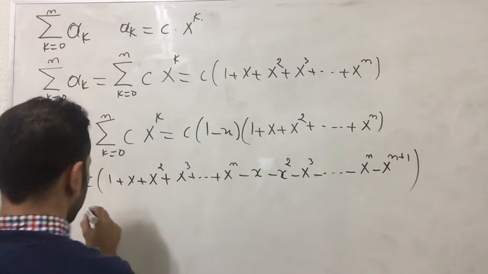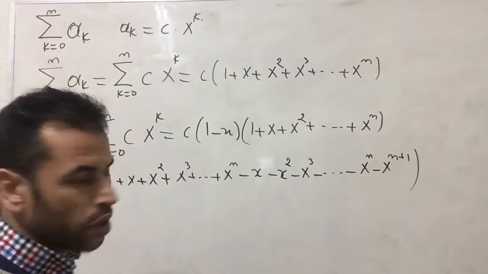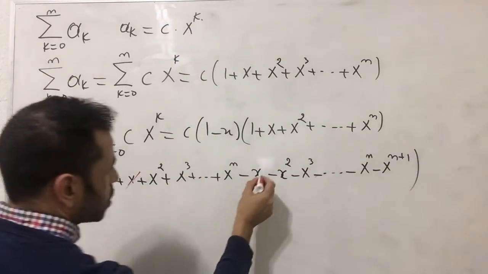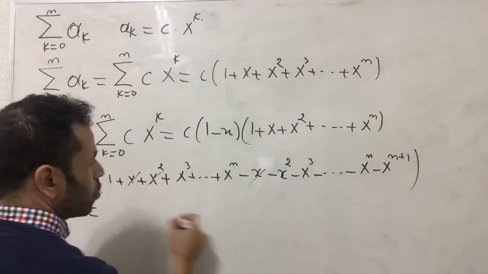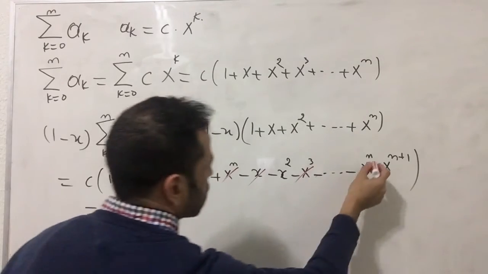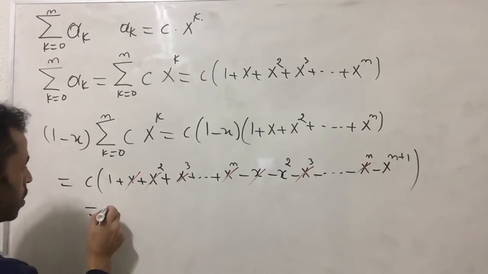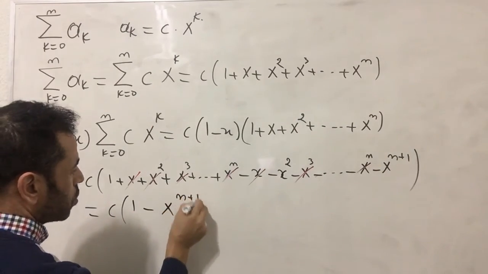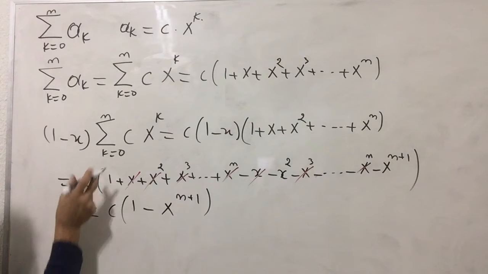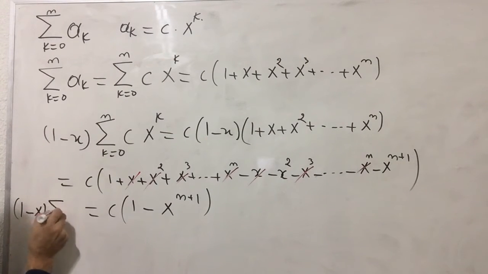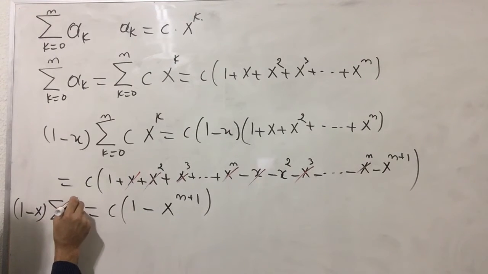As you see here, most of the terms will be cancelled out. So x will be cancelled out, x squared will be cancelled out, x cubed will be cancelled out, and x to the n will be cancelled out. I will be left with c multiplied by 1 minus x to the n plus 1. So this is equal to 1 minus x multiplied by this sum, c multiplied by x to the k as k goes from 0 to n.